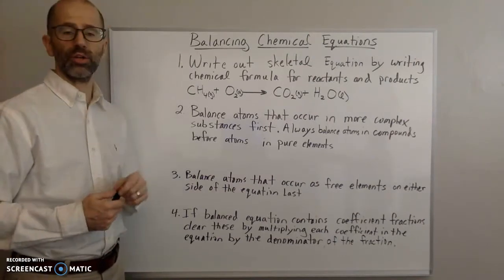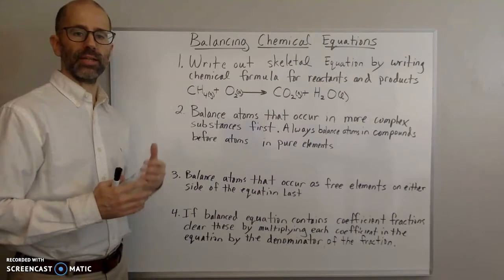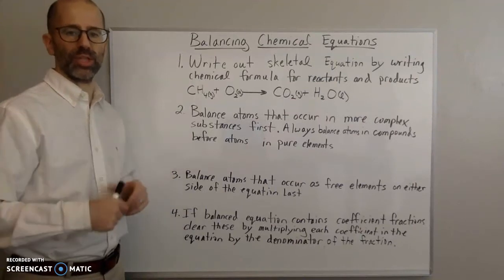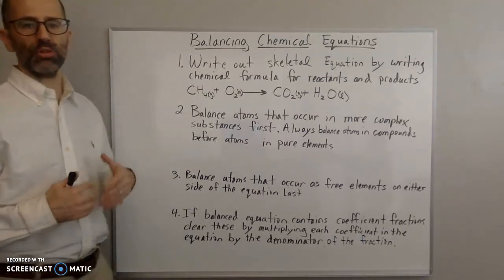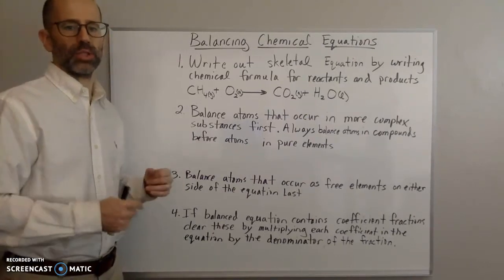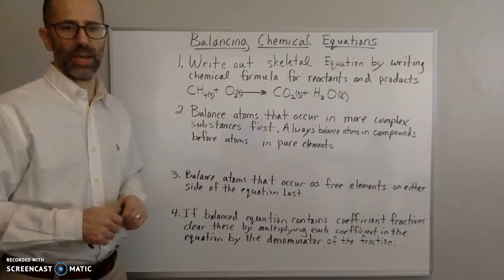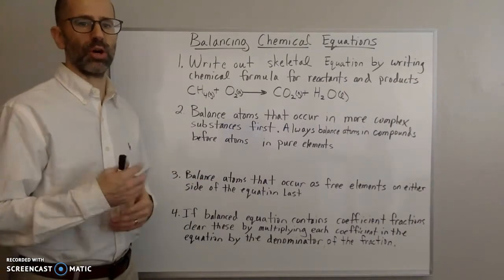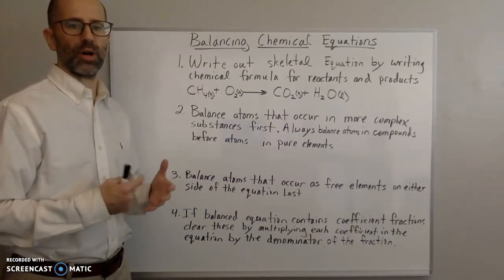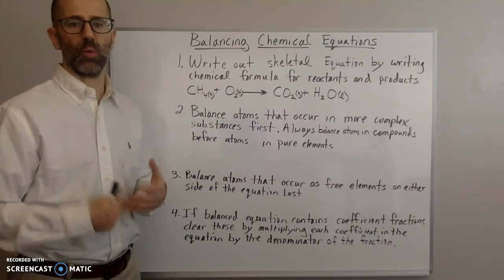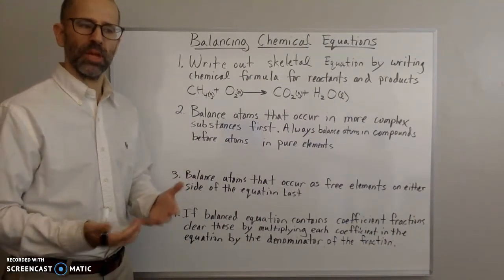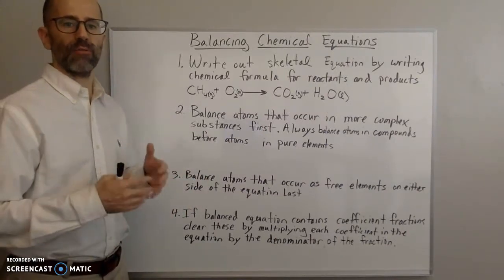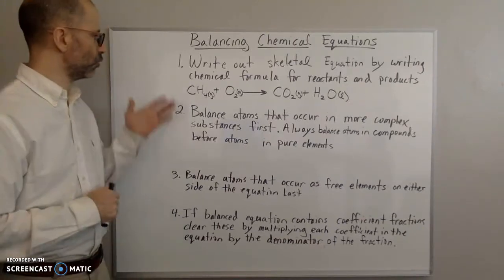The first thing you want to do is translate what they're telling you into an equation. A lot of times they're going to give you something in words, and you're going to need to translate that into an equation. For example, if they tell me in words, you have some methane and you burn the methane and it creates carbon dioxide and water, you need to be able to go from the words to the formulas for the reactants and products. That's the first thing you want to be able to do.